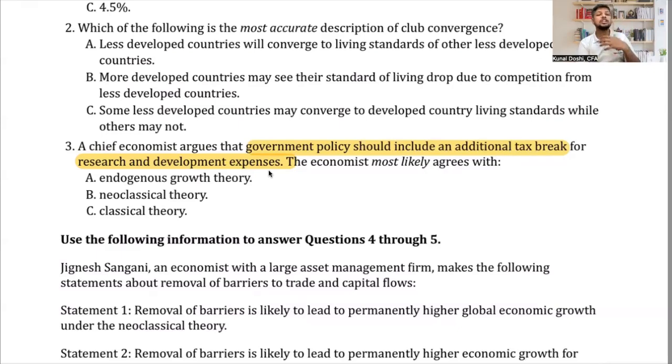The reason is that the US tax policies are more conducive for pushing research and development. Understood? So government policy definitely will increase the growth rate, right? Which theory mentioned this? Not classical, not neoclassical. Who said that more capex into research and development will boost the economic growth? A, B, C, we just discussed. Correct, everyone in the class? A, right? The endogenous theory.